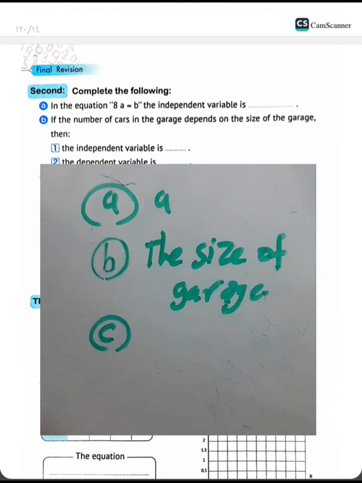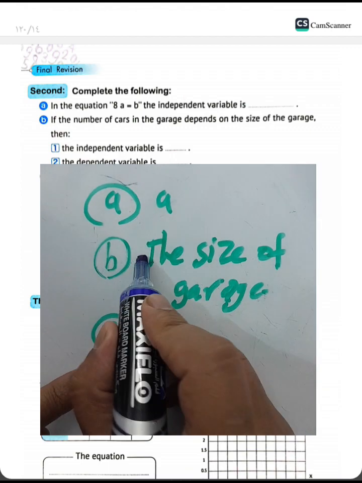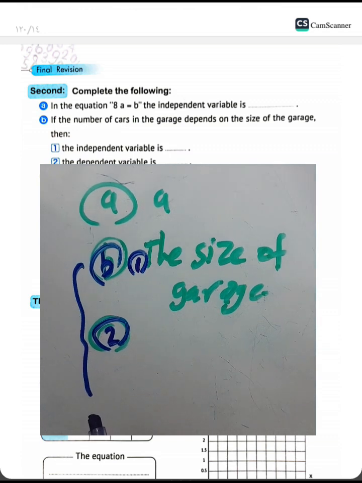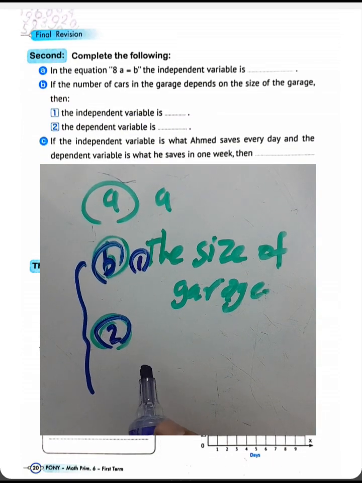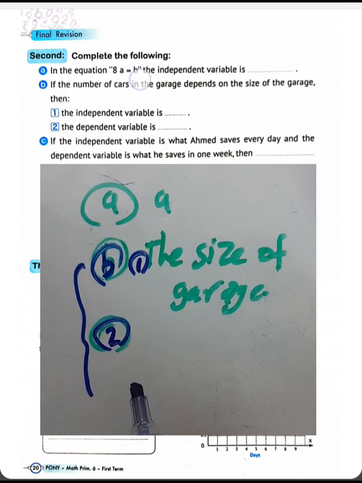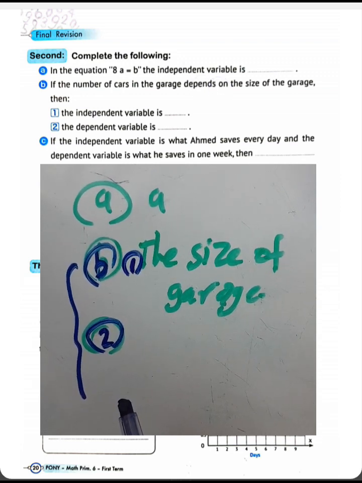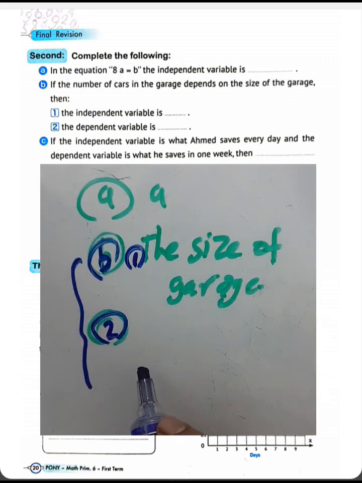Letter C, or it was letter B. Here it was number 1 and number 2, letter B. Okay, letter B. The dependent variable here will be the number of cars. The number of cars in the garage depends on the size of the garage. So the independent variable is the size of the garage, and the dependent variable will be the number of cars.